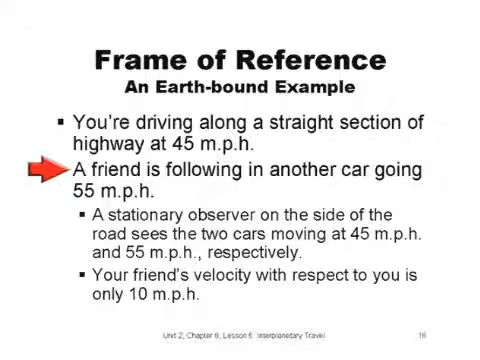A person standing on the side of the road sees the two cars moving at 45 miles per hour and 55 miles per hour respectively. The person standing beside the road sees you go by at 45 miles per hour, followed by your friend going 55 miles per hour. But your friend's velocity with respect to you is only 10 miles per hour. So, relative to your speed of 45 miles per hour, your friend is only going 10 miles per hour faster. They say a picture is worth 1,000 words, so let's look at this information again.